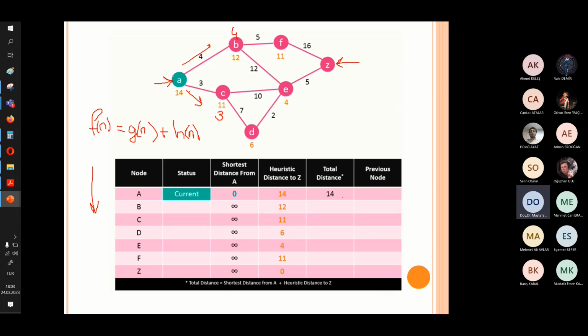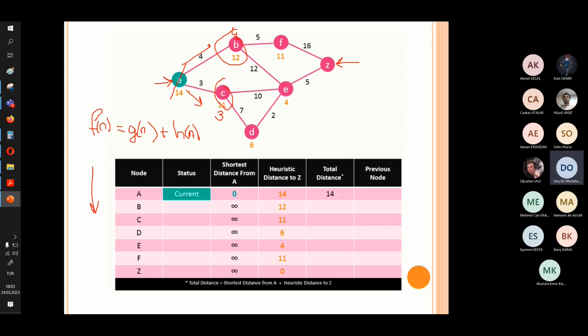It was like this. We were in A. The active nodes were B and C. We checked B and C. What have we done? We are finished with this. Then the available nodes were D, E, and B. And when we calculated the total distances, we check whichever is the smallest.